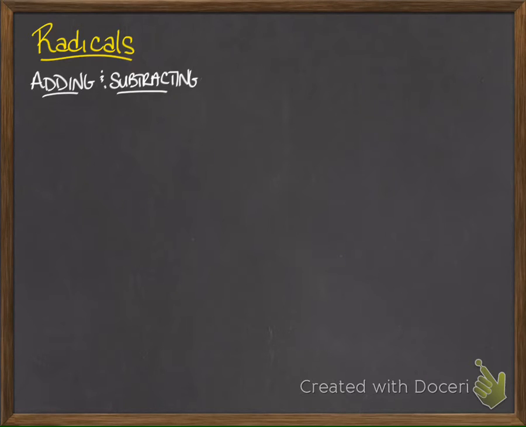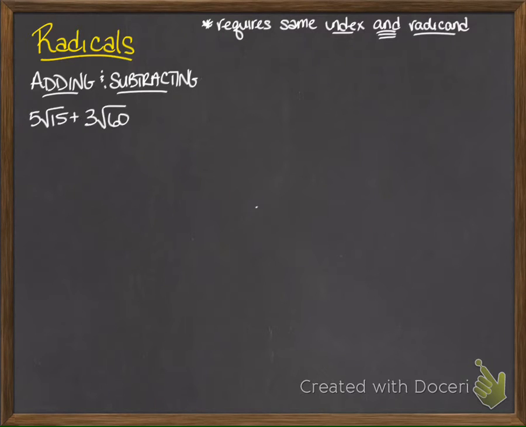I have to pay attention to those same kinds of things here, only it's not just the index that's important. When we add and we subtract radicals, we need to have both the index and the radicand match. So not only do we need the number out in the corner of the radical to be the same, but everything underneath needs to match in order for us to carry out this operation. Now, it may require some simplifying.